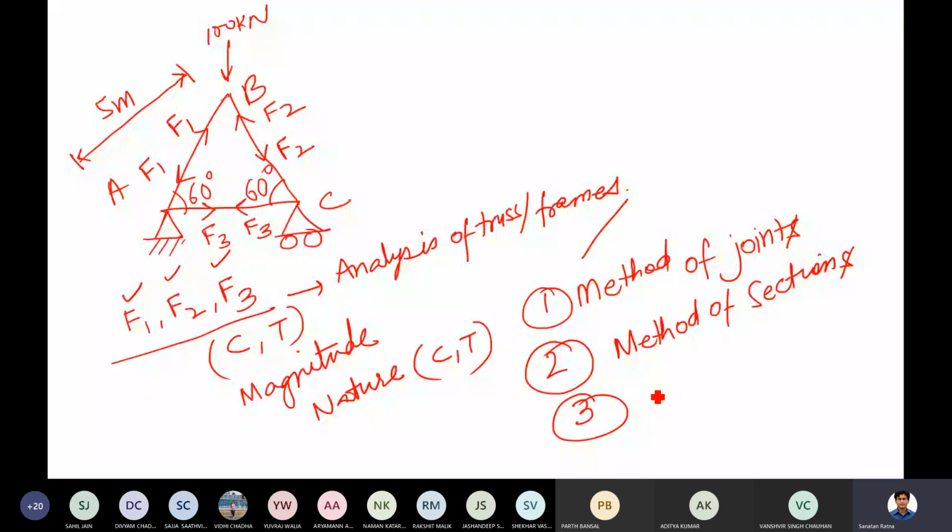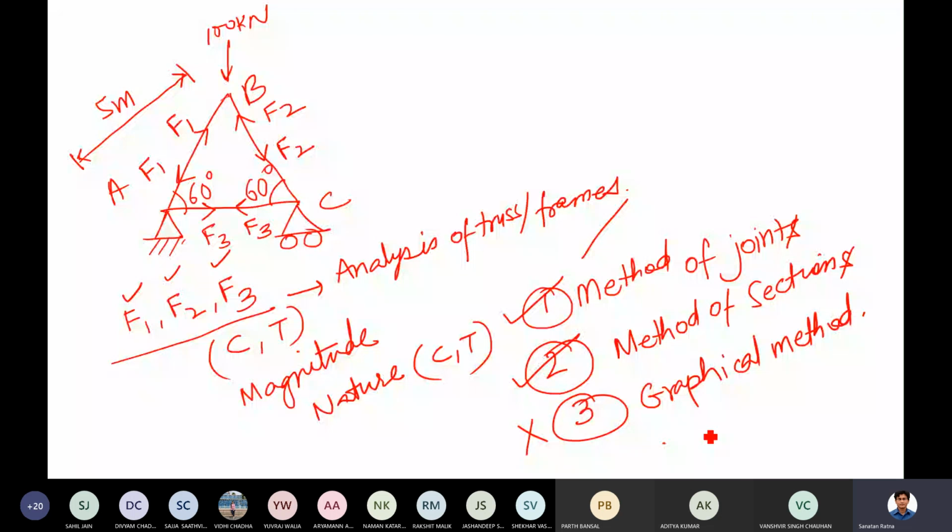Everyone is getting. We have to determine the values of F1, F2, and F3 also. It can be done in 3 different ways. It is basically called analysis of truss or analysis of frame. So, ways: method of joints, method of sections, and the first two methods, method of joints and method of sections, are in our syllabus. The third one, the graphical method, is not in our syllabus. Okay. The first two methods are in our syllabus.